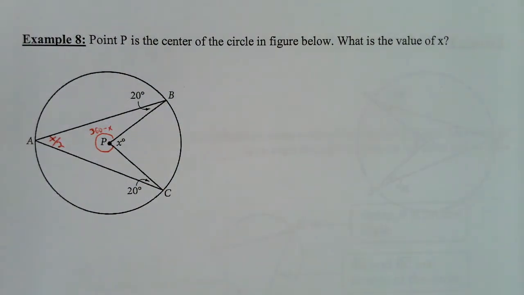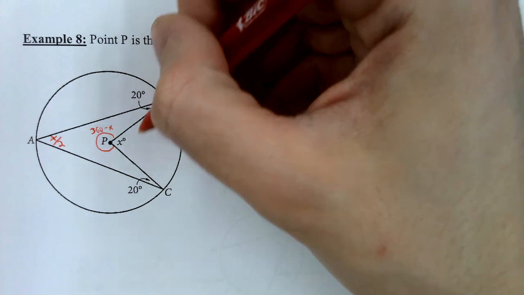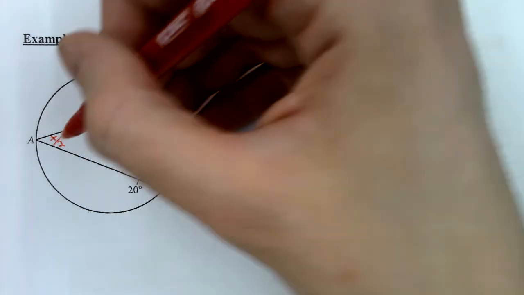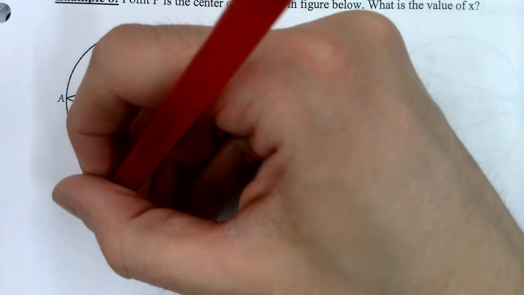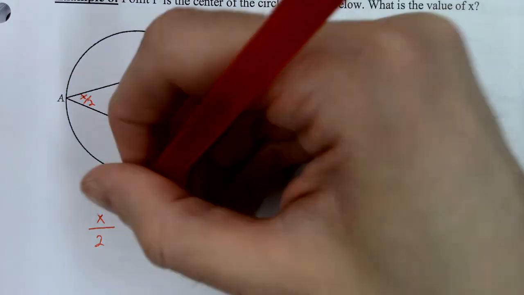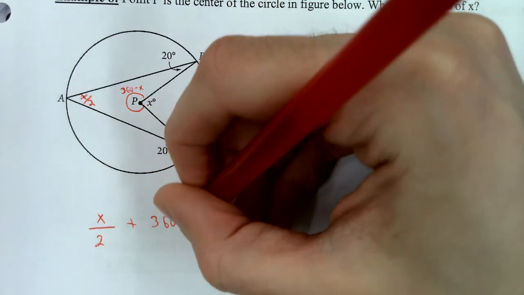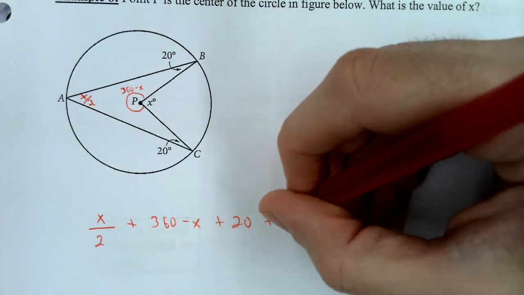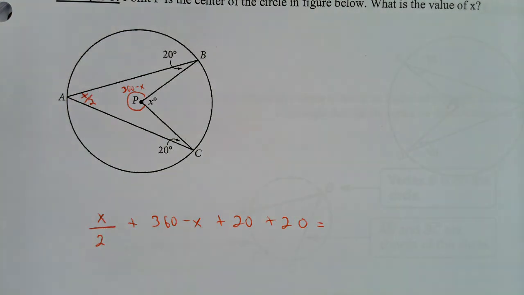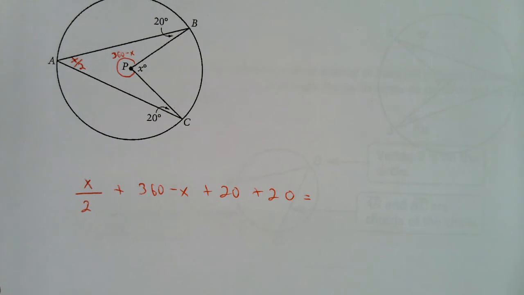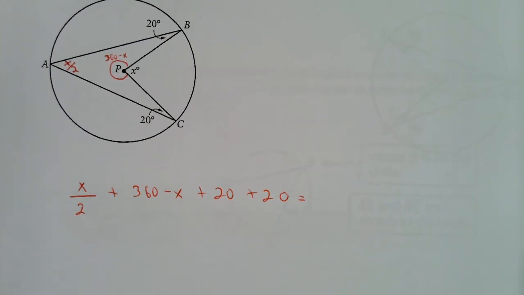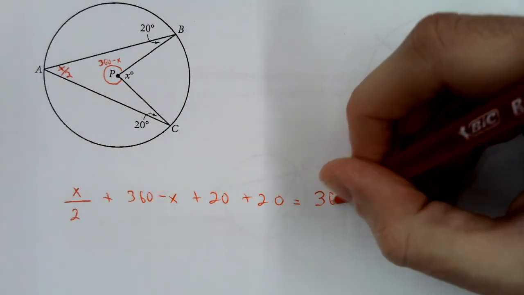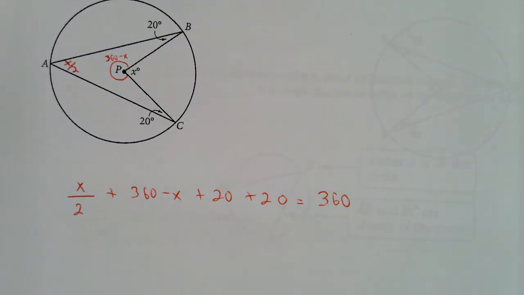Now, I'm going to take these four angles, 20, 20, 360 minus x, and x divided by 2, and I'm going to do the following. I'm going to do x divided by 2 plus 360 minus x plus 20 equals, and you should know what they equal. What do those four angles add up to? The angles in any quadrilateral always add up to 360. We did that a while ago. That one you probably have memorized anyway.